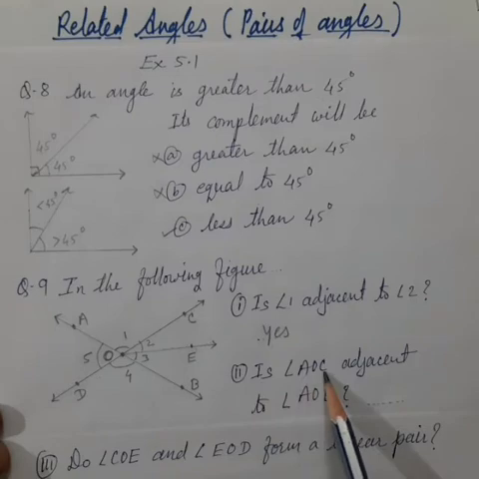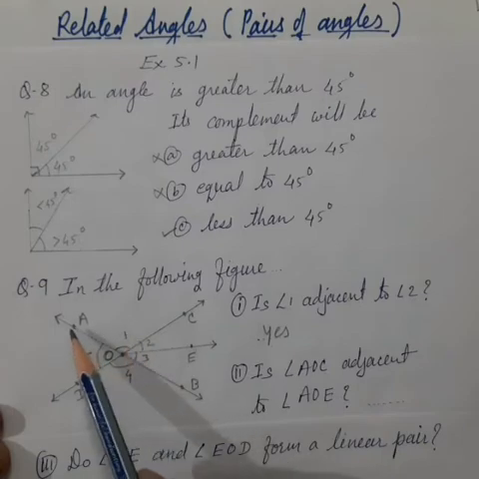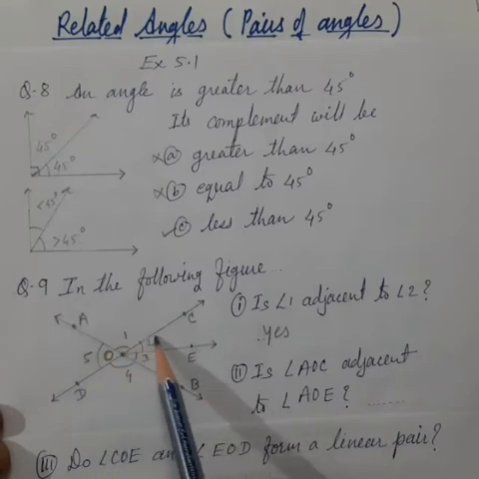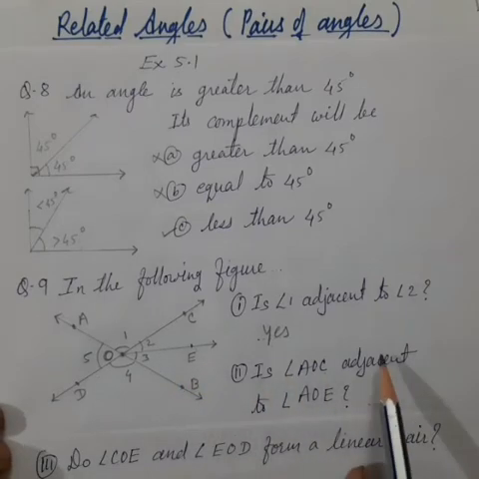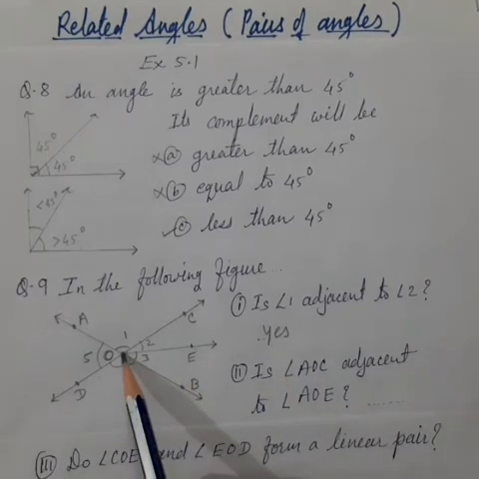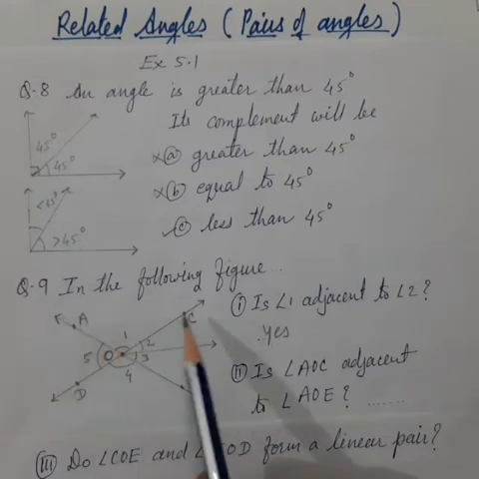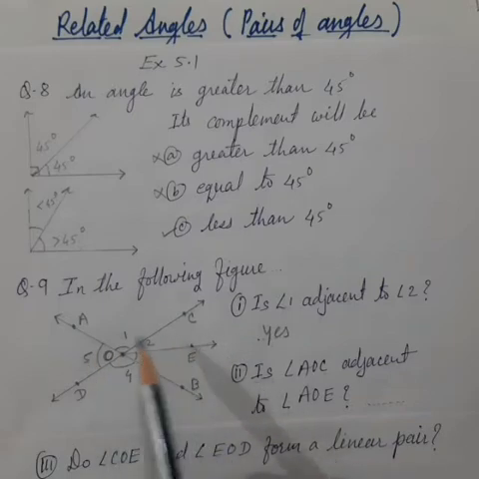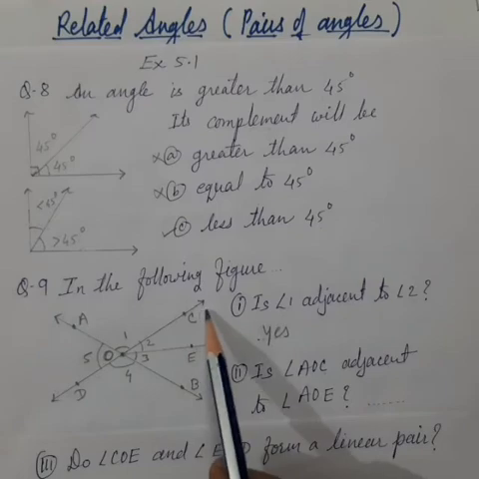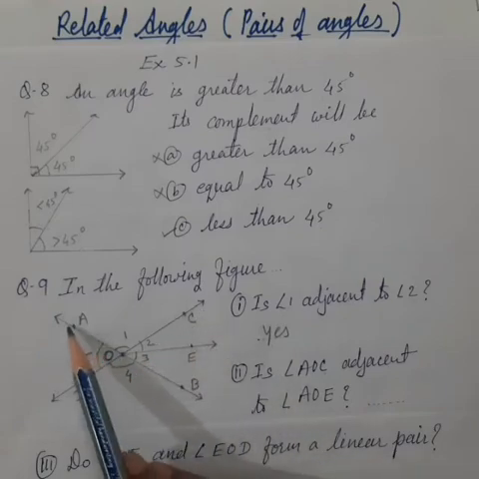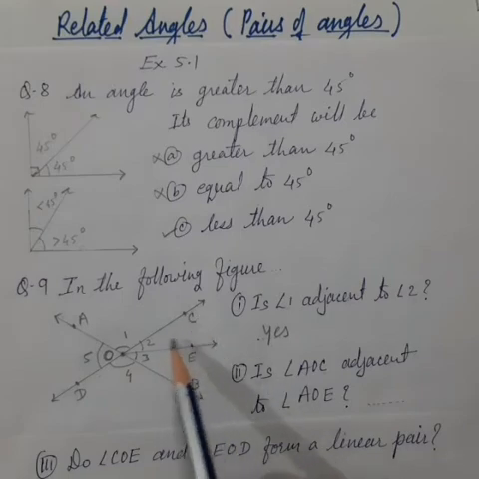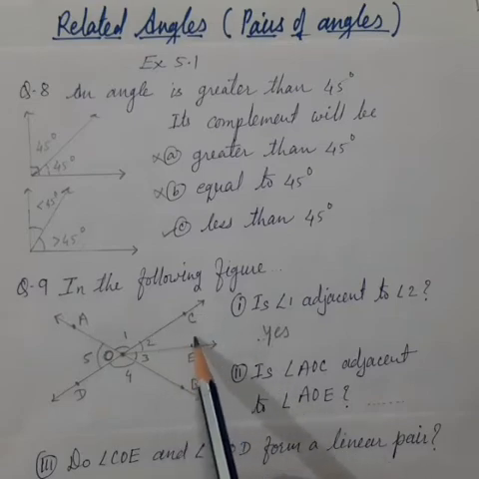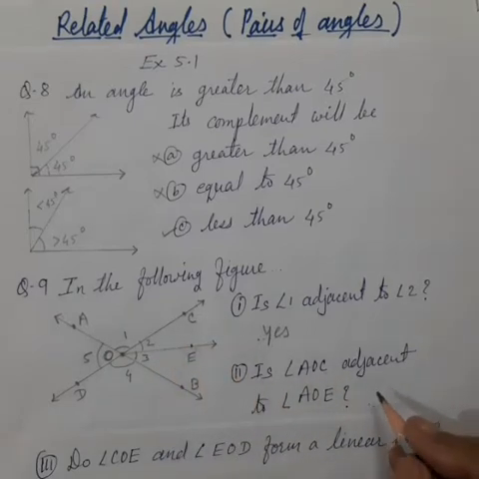Second, is AOC adjacent to angle AOE? AOC is this angle 1, and AOE is this angle 1 plus 2. For adjacent angles, we want the vertex common. So the vertex is common, one ray is common, but see these two non-common arms are on the same side of the common arm. We don't want any interior common, only one arm we want common, and here this part is common in both the angles. In this angle and in this angle also this part is common. So these angles are not adjacent. No.